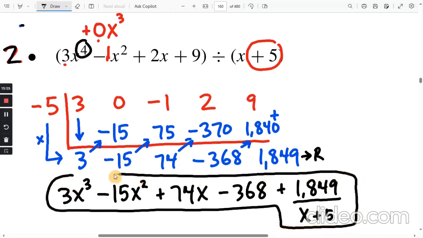All right, so synthetic division is much quicker than the long division. But like we said, you can only use it when you're dividing by x plus or minus some number. If there's a coefficient in front of this x, if there's an exponent on the x, you can't use it. You can't use synthetic division.